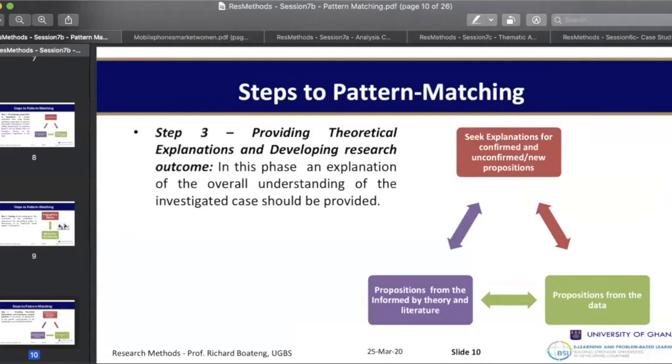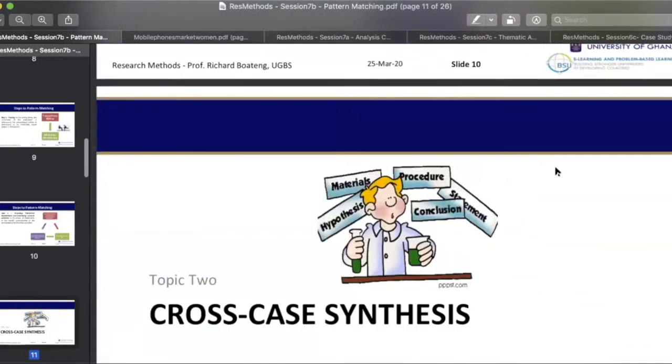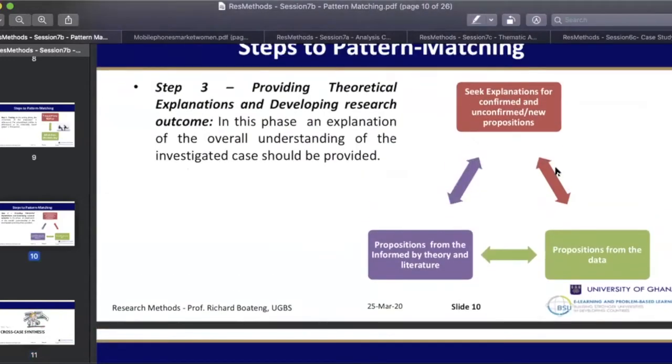Then from there, providing theoretical explanations. In this phase, an explanation of the overall understanding of the investigated case should be provided. That means that if you are seeking whether it is confirmed or not confirmed, it should be confirmed by the literature. If it is being confirmed by the literature, then you need to be able to point out which literature you are comparing it to, so that you can say that you have found evidence of that particular pattern. Okay. So now the next one will be cross case analysis.